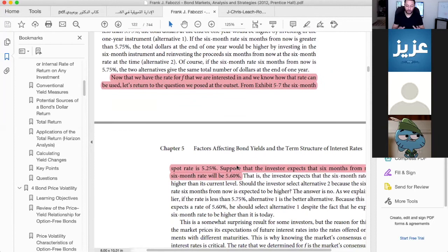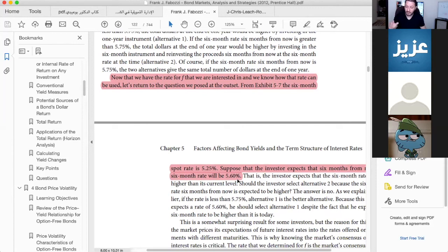So even if you choose to reinvest your money 6 months later from now at a higher rate compared to the current rate, you are losing compared to the market because the market is expecting 5.75%, right? So in order to take the right decision of investment, you have to compare your expectation as a single investor to the forward rate, which is the consensus of the market, right? Yes. So this is the key point.